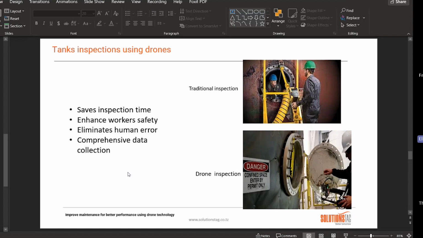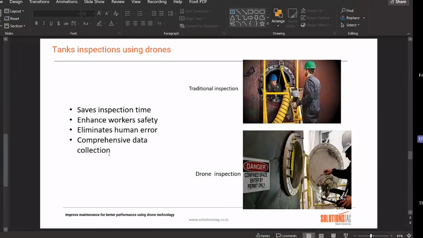But also, the drones can compile comprehensive data that can help in maintenance. For example, using the drone, it can come back with data that can generate a 3D model where you can know each and every single defect, its exact location, the size of the defect, and the risk of it. Maybe once the failure happens, what will be the risk of such a failure?